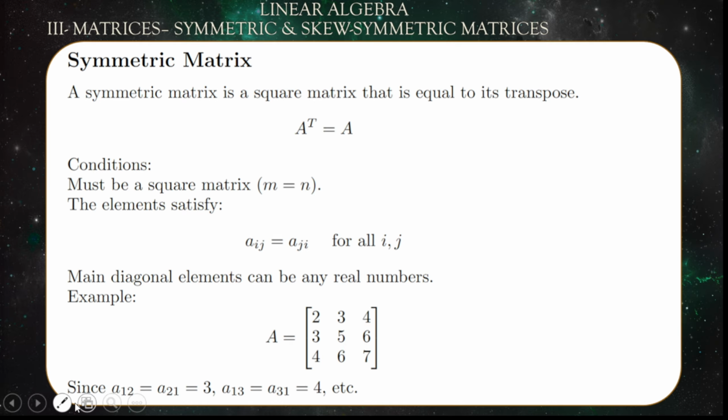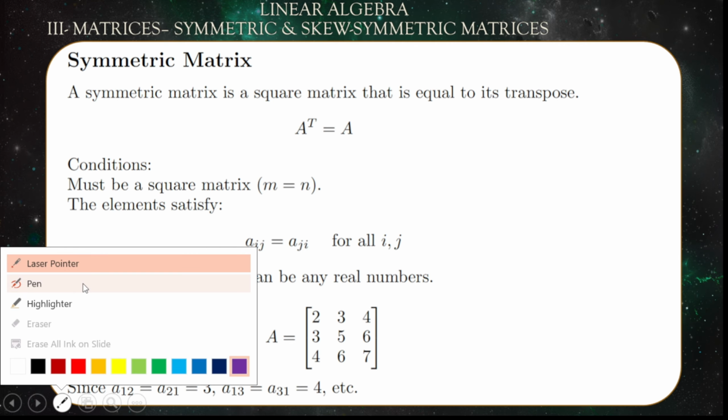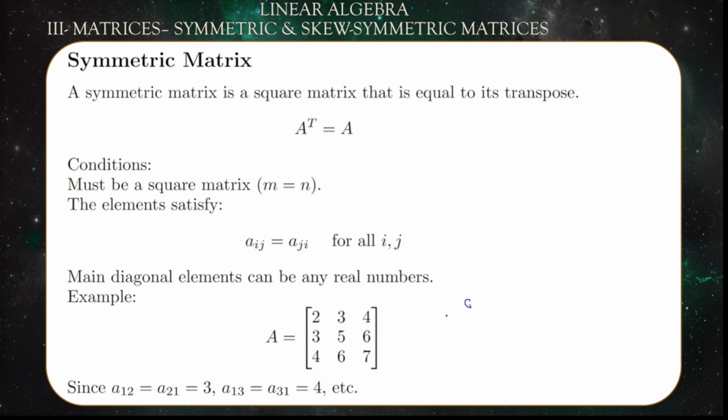To put it in another, simpler way, for example here, A13 is equal to A31. The number at the first row, third column, which is 4, should be equal to the number at the third row, first column. This is the number at the third row and first column. 4 is equal to 4. And this is how we put it in a more geometrical, visual way that can be simpler to look at.